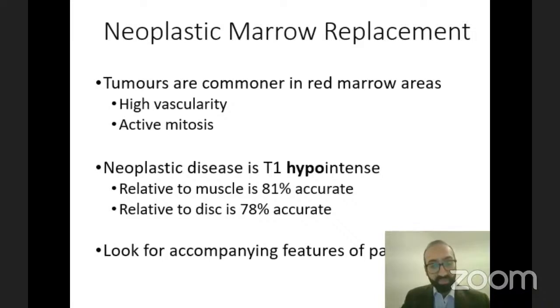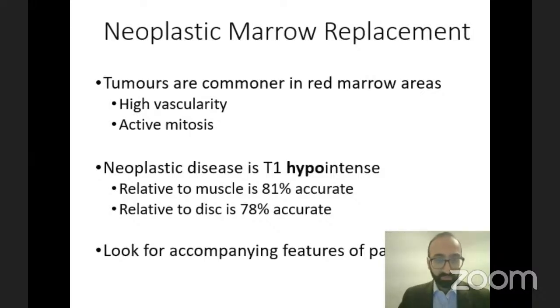So we said that you can get remnant red marrow in the metaphysis, and that's something that you're used to seeing in adults. And because a lot of the vascularity in the growing long bones comes through the metaphysis and around the growth plate, that's often where you can get things like metastases. And you also have higher turnover there because that's an area of growth. And so again, a lot of bone tumors, particularly osteosarcoma, they can occur in that region.